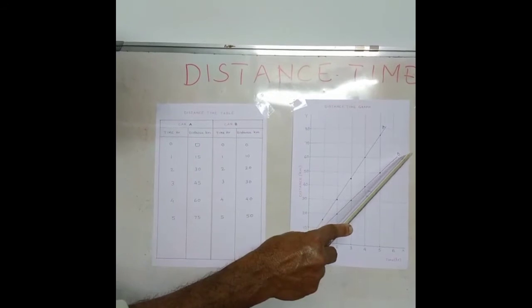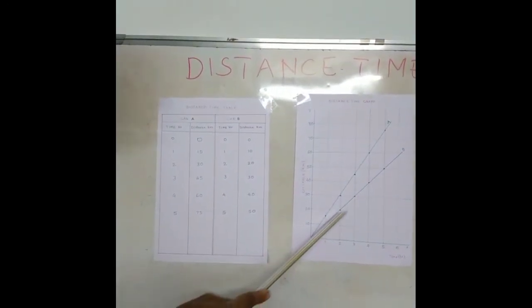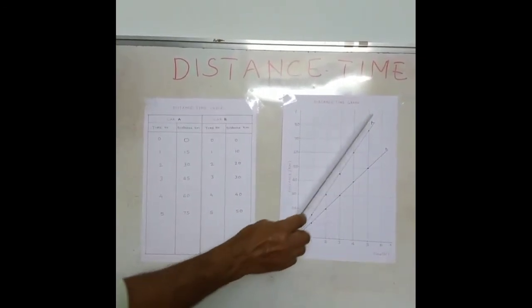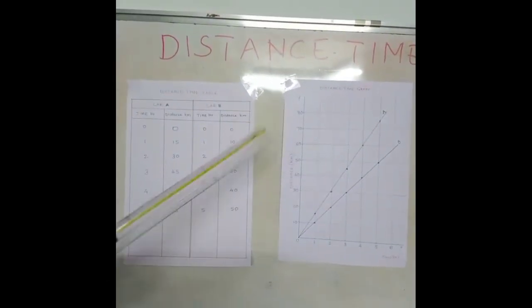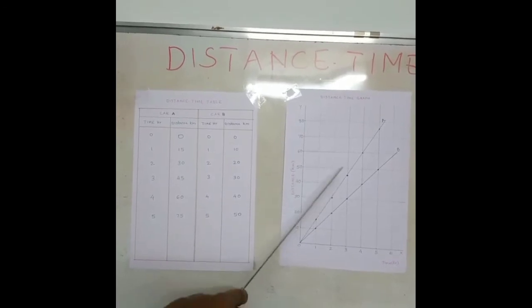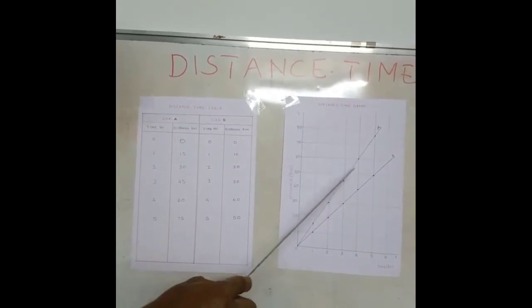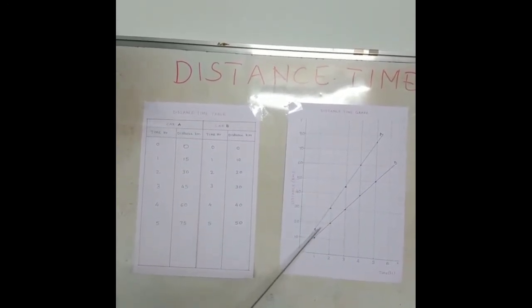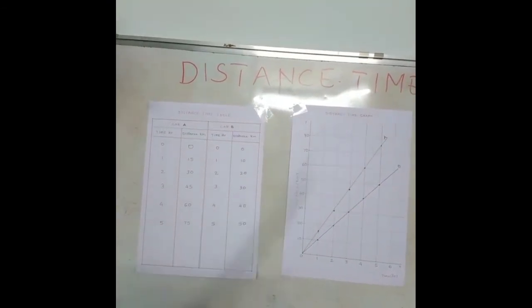If you draw a straight line graph joining all these points, you see this violet color graph represents B. This is closer to the x-axis, but this green color is closer to the y-axis. This gives you an important point. That is, when a car travels at a faster speed, its graph will be closer to the y-axis. The graph that is closer to the y-axis represents the faster object.